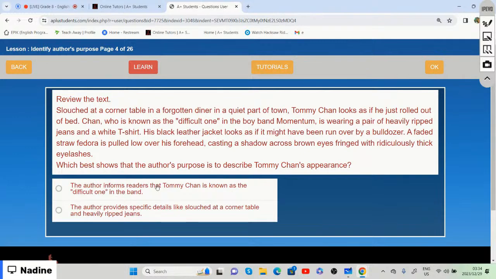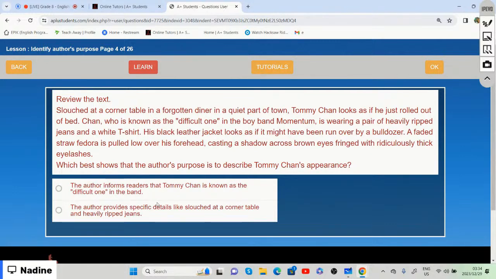And which best shows that the author's purpose is to describe Tommy Chan's appearance? So that very same text, right? Which best shows from the text that the author's purpose is to describe Tommy Chan's appearance. And usually, when they ask a question like this, it means that you need to go back to the text, right? Because usually, certain words within the text will tell us.